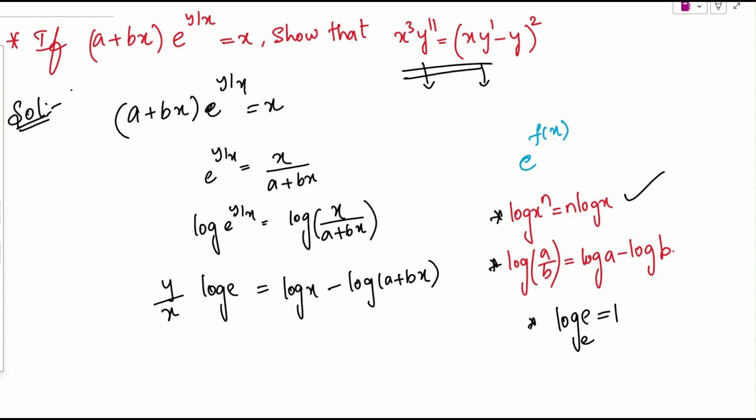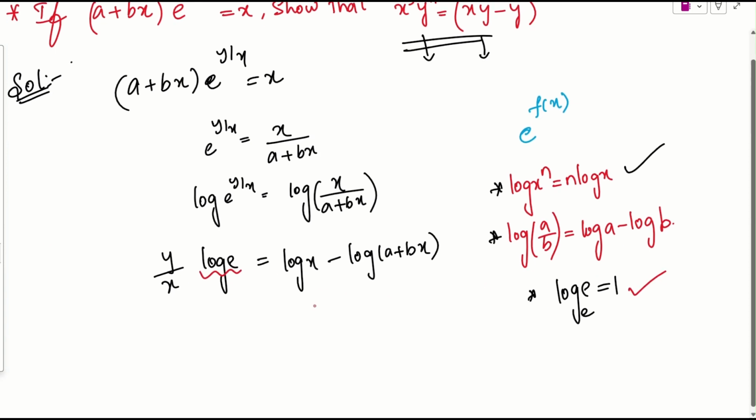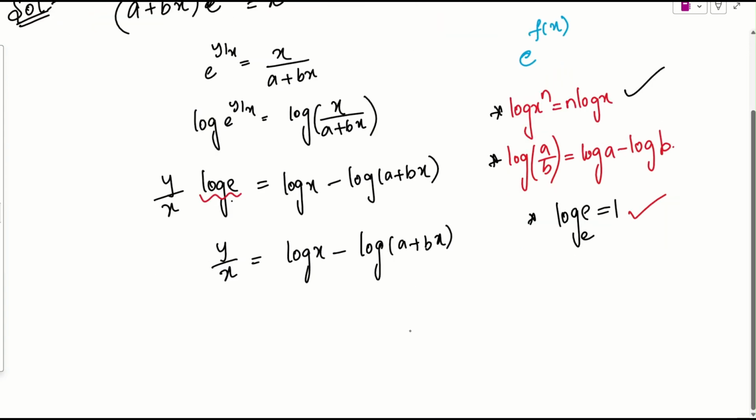Now if you look into this, this will be log e to the base e, which is 1. Nothing in the base means this is what? Natural logarithm, which is base e. So this is y by x, and y, because it will be 1, must be equal to log x minus log of a plus bx. Is it okay? Yes. So now what should we do?